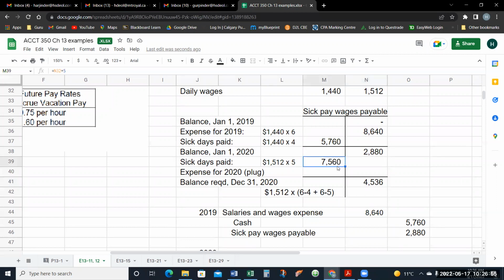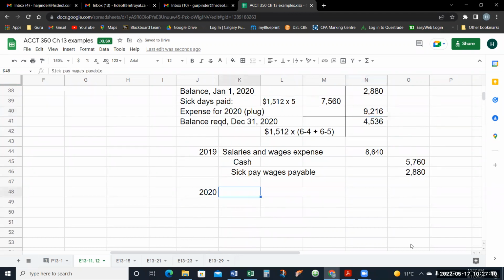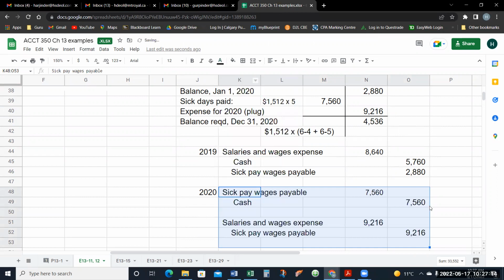We have paid $7,560 in cash to employees that did take their sick days in 2020. So the difference then works out to $9,216. And that, my friends, will be the amount that we record as expense.